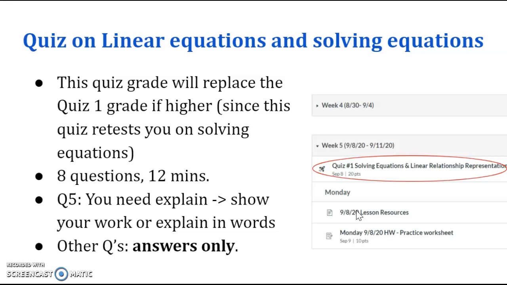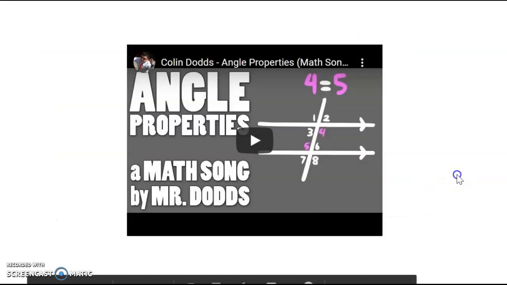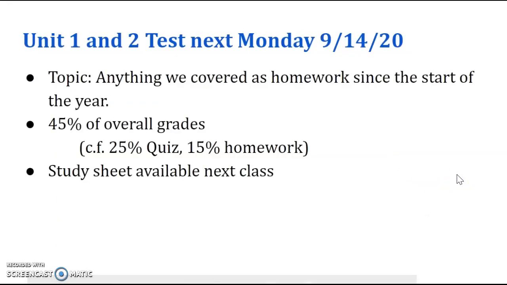If you were absent for this, you need to contact me as soon as possible to make up this quiz. Otherwise, your quiz grade will be 0. And this quiz grade will replace the quiz 1 grade if it's higher, because this quiz retests you on solving equations as well. There are 8 questions, 12 minutes, and for question 5, you need to either show your work or explain in words. Alright, let's get started. We do not have time for this, unfortunately.